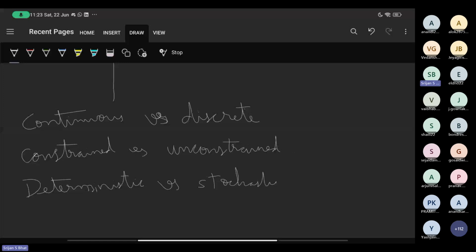So even in optimization problems, there are some which are deterministic. You start at particular points and go on and so on. And then there are also probabilistic ones. So you start and you take certain steps according to certain probabilities, which are again randomly generated and so on. So that is deterministic versus stochastic.